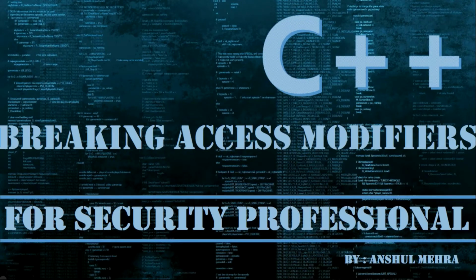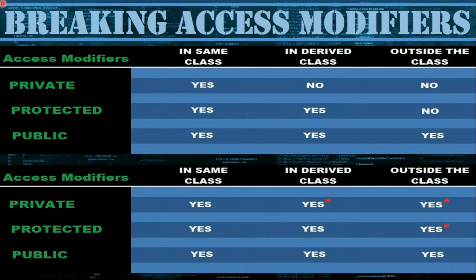Breaking access modifiers. In this video, we are going to explore some ways in which we are going to break the most basic concept of object-oriented programming. It states that a private variable cannot be accessed from outside the class without using a friend function. So just to reiterate, there are three access modifiers: private, protected, and public for the most part in C++.